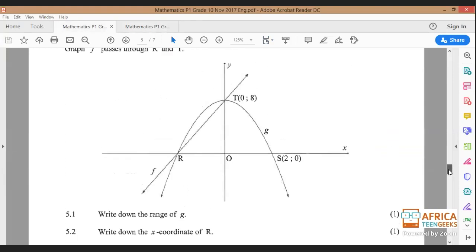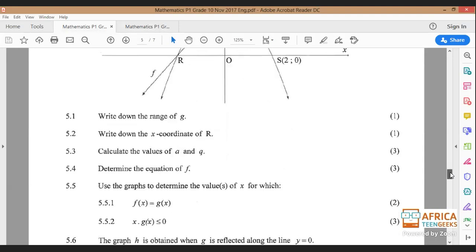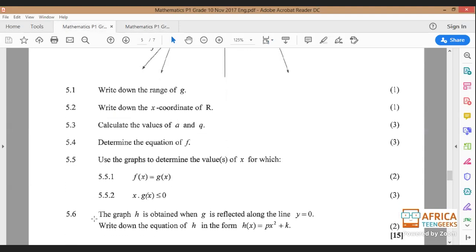Sorry, I just need to scroll up. Y equals 0 is this line. That's where y equals 0. In this line here, x equals 0, and this horizontal line is y equals 0. So the graph h is obtained when g is reflected along the line y equals 0, which means it's reflected in your x-axis. In other words, write down the equation of h in that form.